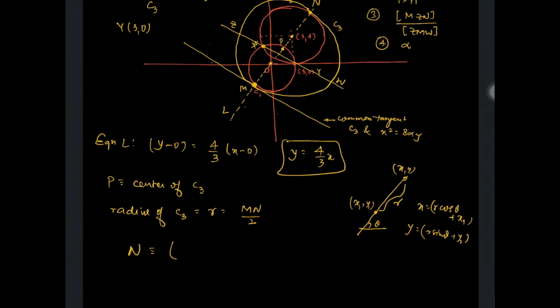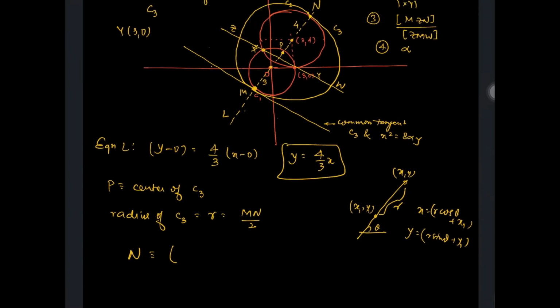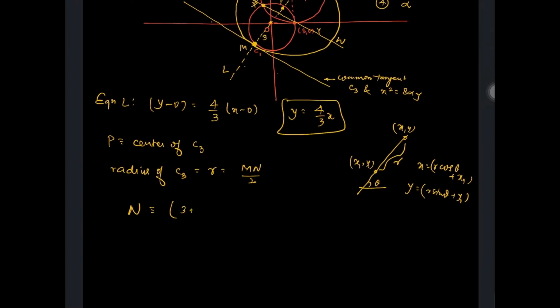We know the radius now. The radius of C2 is 4 units, the radius of C1 is 3 units. So the coordinate of N can be written as 3 plus 4 cos theta, and 4 plus 4 sin theta, and tan theta for the line is 4 by 3, for y equals 4 by 3 x.